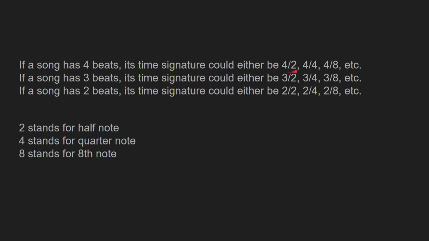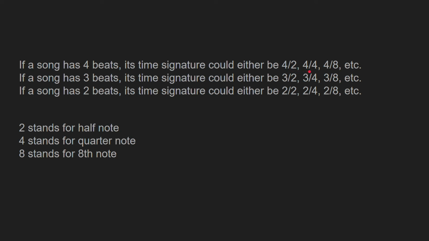So all of these just tell you that there are 4 beats, but this one is a half note. There are 4 half notes in a measure. This tells you that there are 4 quarter notes in a measure. This tells you there are 4 eighth notes in a measure. Now you might ask, so what's the difference between a half note and a quarter note?